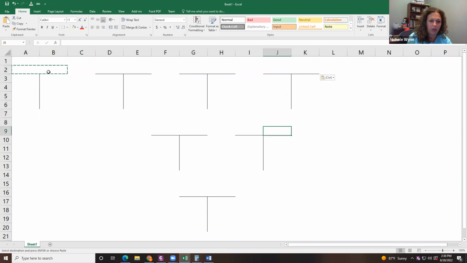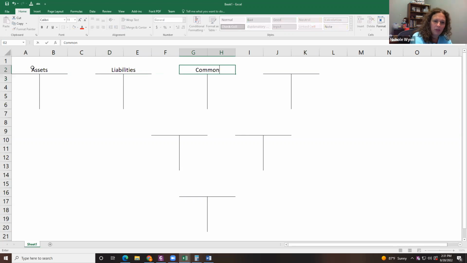I just want all those cells merged. Should have done that before I copied and pasted them. So the first account I'm going to label is assets. This one is going to be liabilities. This one is going to be common stock. This one's going to be retained earnings.